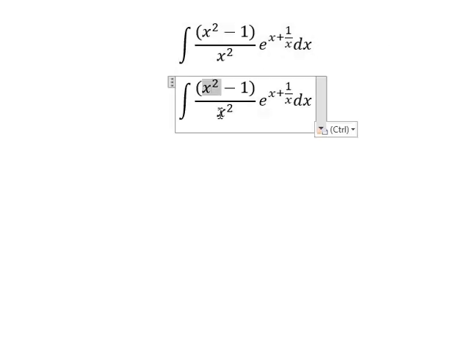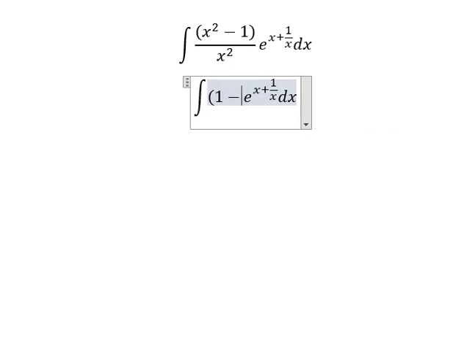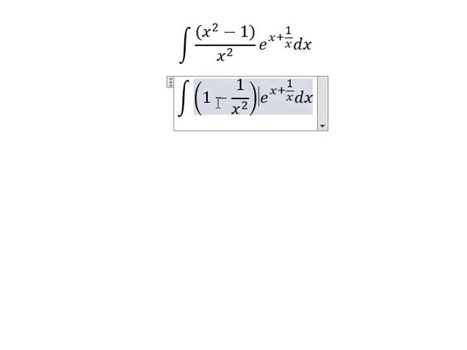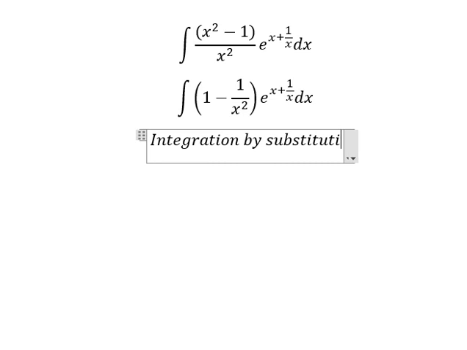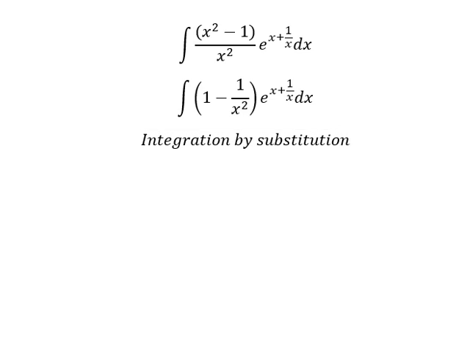So s squared divided by s squared, we have number 1. 1 divided by s squared, we keep the same. Now we can use integration by substitution. So I will put u equals s plus 1 over s.